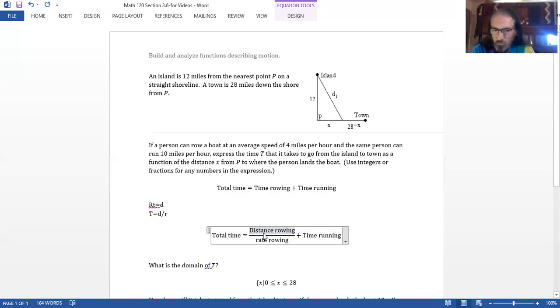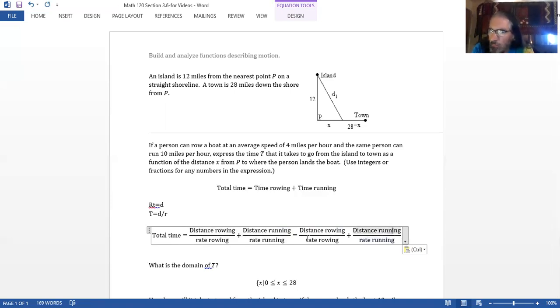Notice that I called that the uniform motion formula instead of the distance formula. There's a reason for that we'll see in just a moment. And furthermore, we know that those rates are 4 miles per hour for rowing and 10 miles per hour for running.